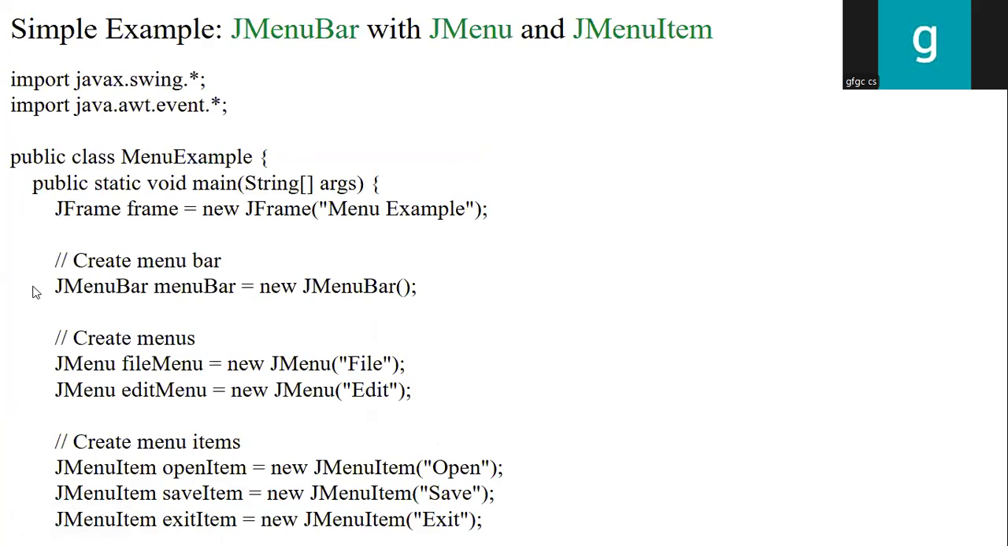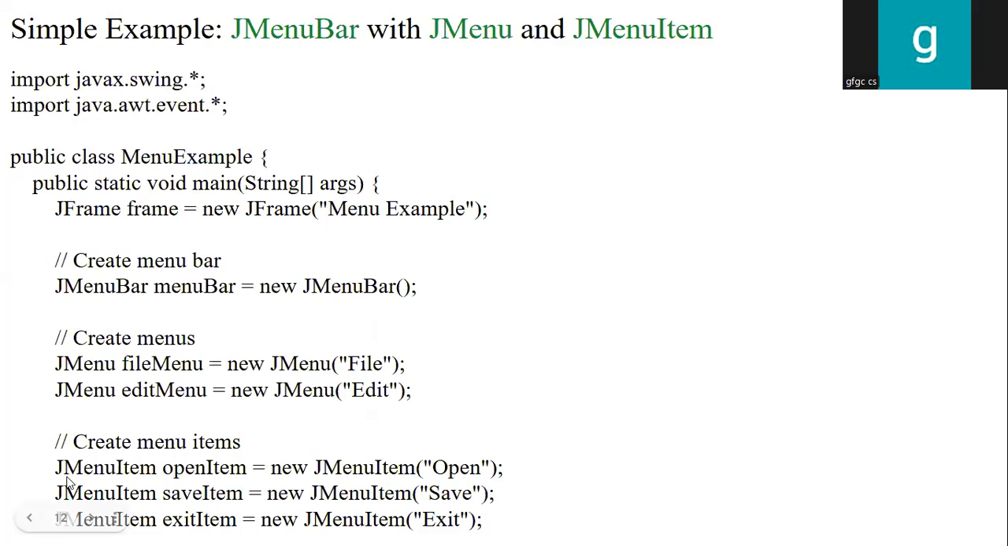Here is the example. First, create the menu bar. I have created the menu bar. Then create the menus for that particular menu bar. To that menu bar, I want to add the menus called file and edit. Then to the file menu, I want to add the items.